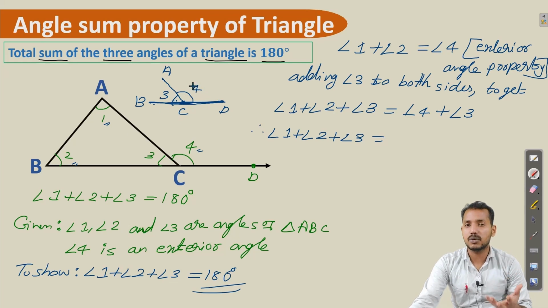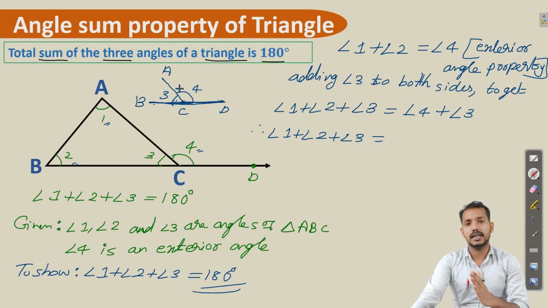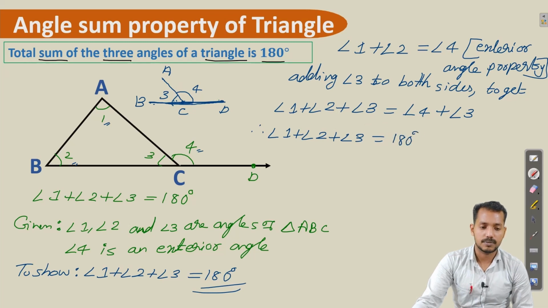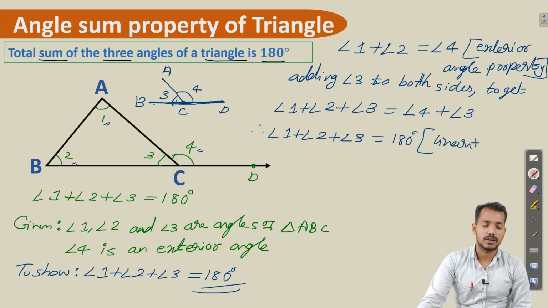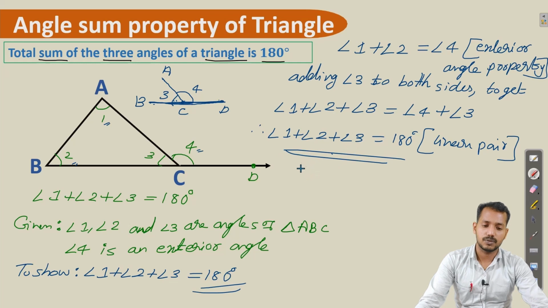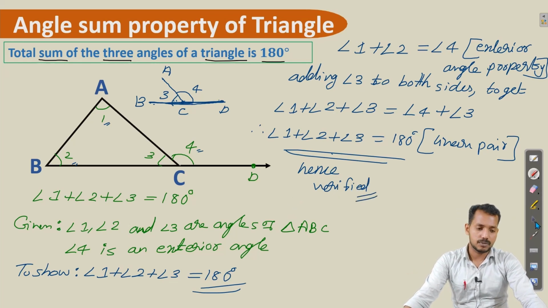What can you say about the property of linear pair angles? They are supplementary. That means the sum of the two linear pair angles is equal to 180 degrees. Now we have verified this one. Angle 1 plus angle 2 plus angle 3 is equal to 180 degrees. Hence verified. Okay, so this is all about this property.